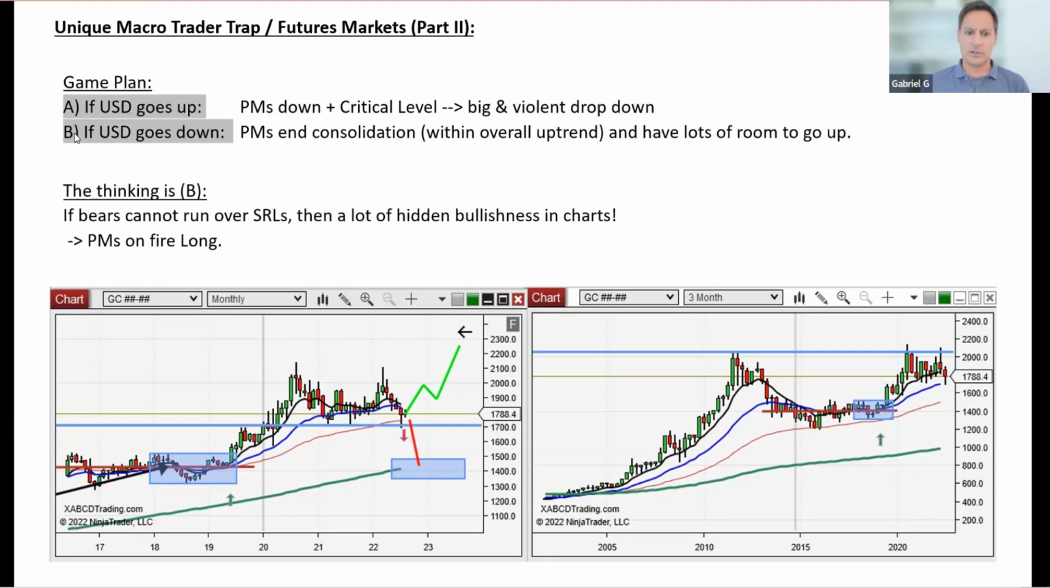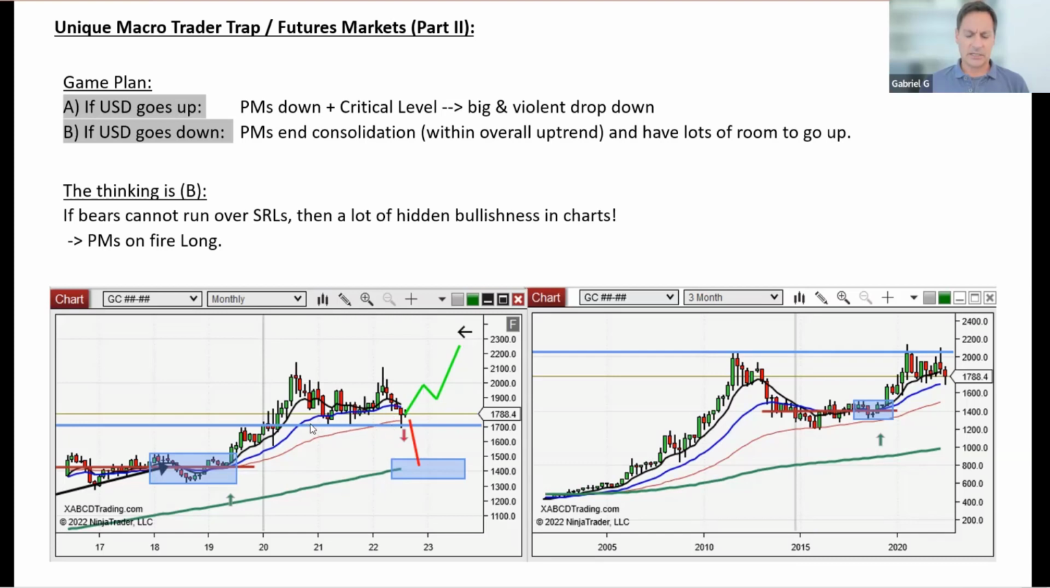So if the US dollar goes down, well, then the precious metals should have found a bottom here. The consolidation should have ended, because precious metals, basically all commodities, are already in a strong bull, right? So what we see here is just a consolidation. If you get a big drop, well, that's an even better low, right? Then there's a lot of room to go higher, and then this green scenario should go on.